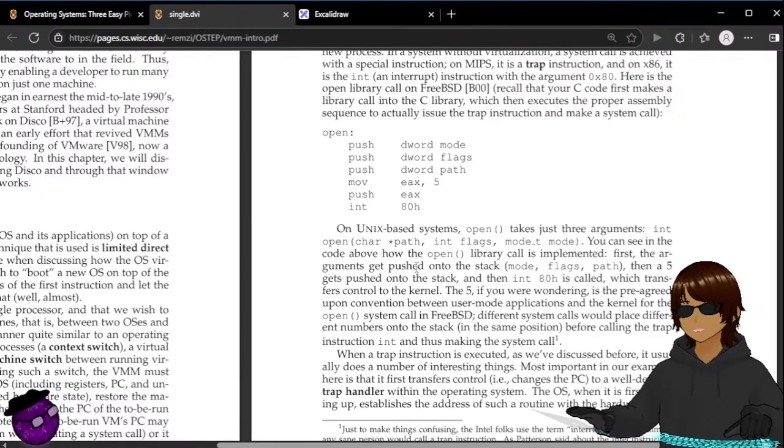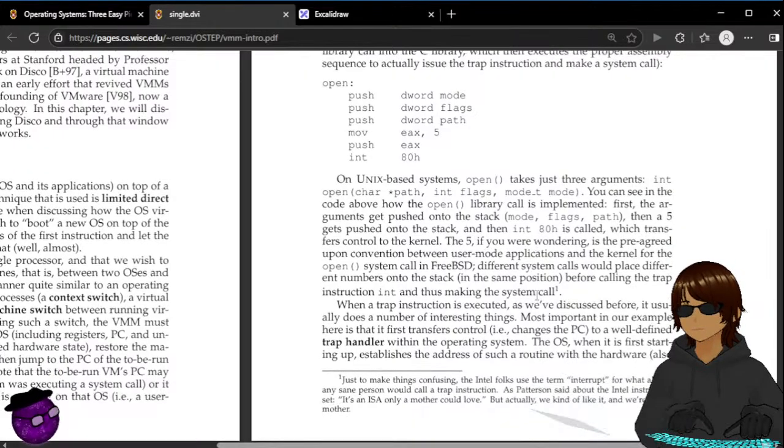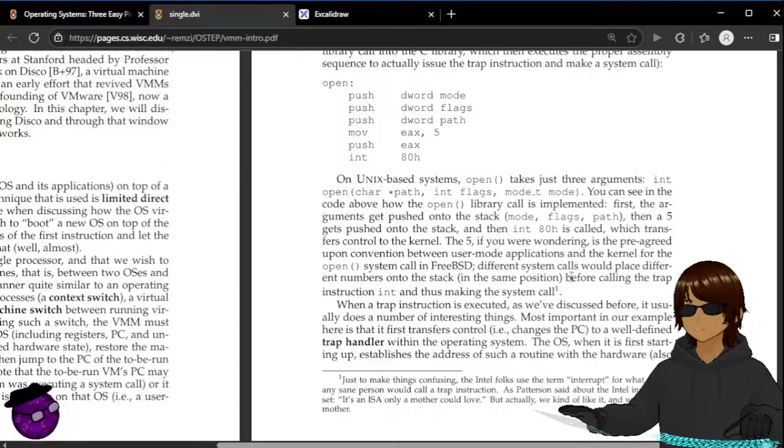First, the arguments get pushed onto the stack: mode, flags, path. Then 5 gets pushed onto the stack. Then int 80h is called, which transfers control to the kernel. 5, if you were wondering, is the pre-agreed upon convention between user mode applications and the kernel for the open system call in FreeBSD. Different system calls would place different numbers onto the stack before calling the trap instruction and thus making the system call.